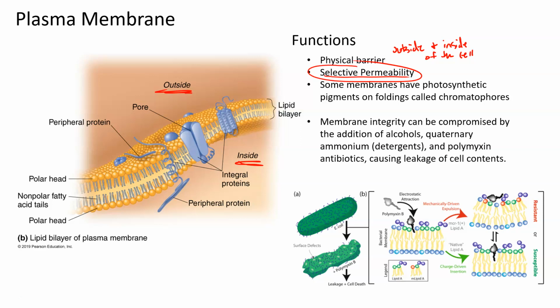So some membranes have photosynthetic pigments on foldings called chromatophores. The chromatophores are specific to certain bacteria, and they allow for the process of photosynthesis to take place in unicellular prokaryotes. Obviously, photosynthesis is a process that we are familiar with. It is a process that plants use to generally synthesize energy. But some prokaryotes can do that as well, and they use chromatophores to do that.